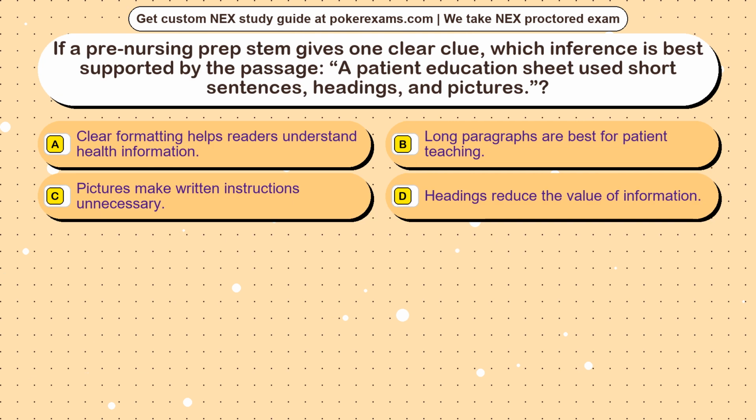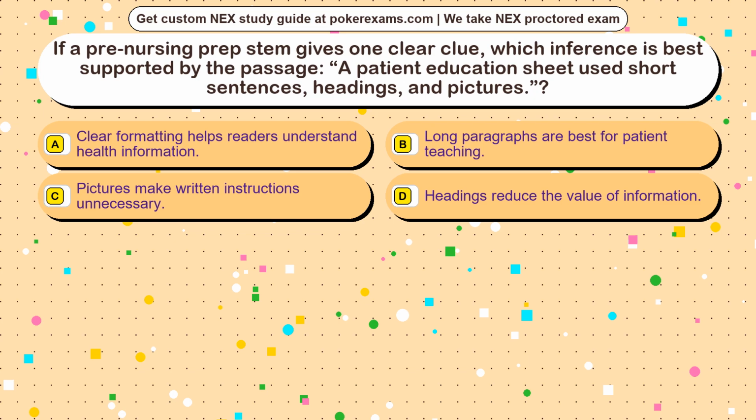Question 4. If a pre-nursing prep STEM gives one clear clue, which inference is best supported by the passage? A patient education sheet used short sentences, headings, and pictures. Option A, clear formatting helps readers understand health information. Option B, long paragraphs are best for patient teaching. Option C, pictures make written instructions unnecessary. Option D, headings reduce the value of information.